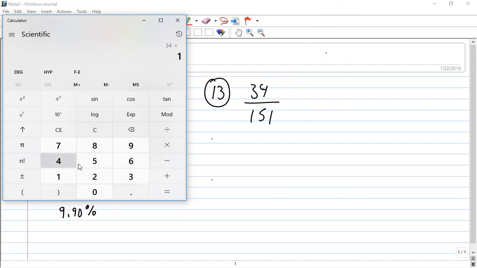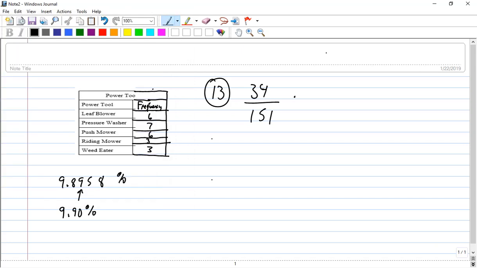So that would be 22.516. So 516 would become 52, right? So that's going to be about 22.52%. Again, you move your decimal place over 2 places and then round to 2 places.